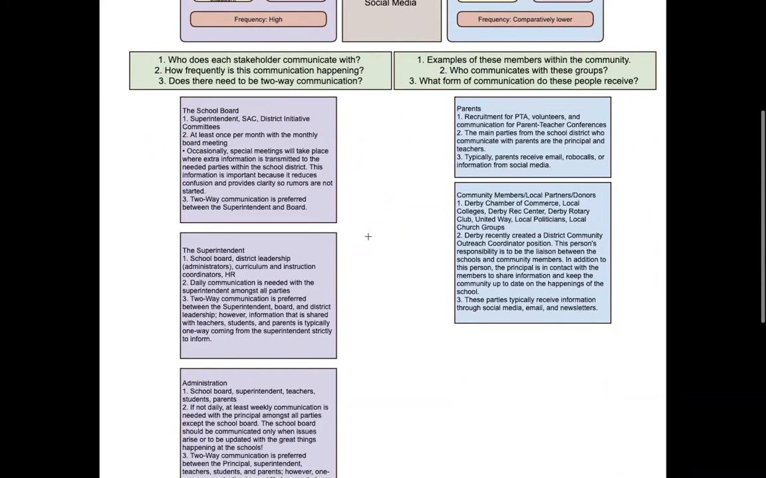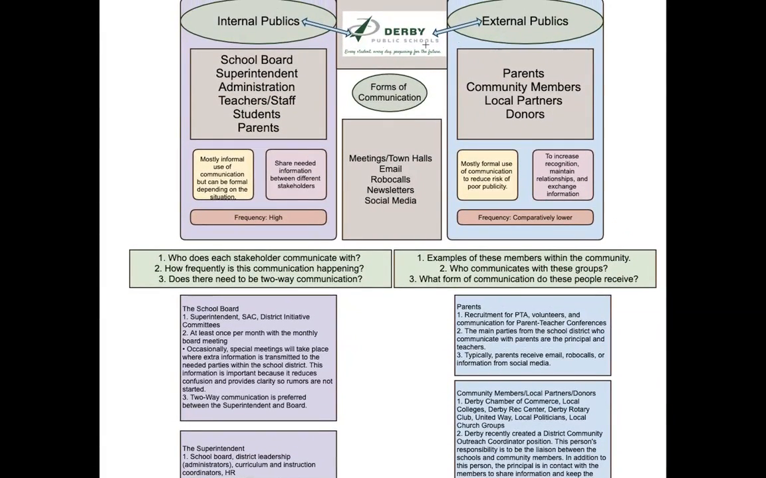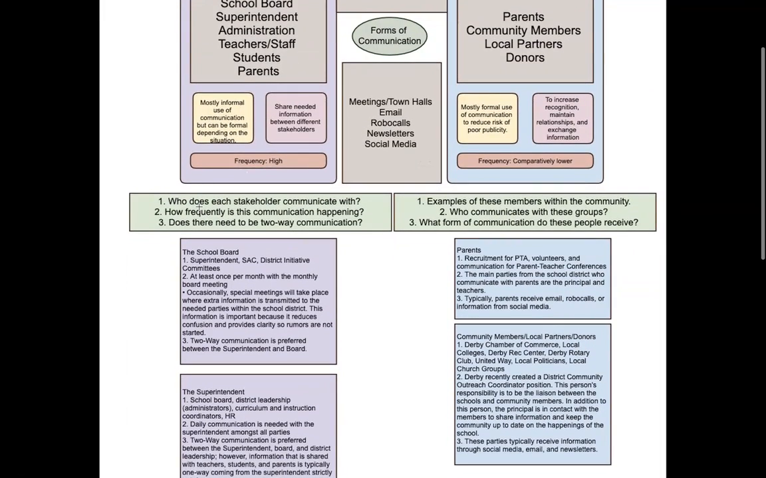Below, I answered the questions that were asked for the assignment. There were three questions that I broke down for each one. The internal questions are different than the externals because I feel the purpose of internal publics and external publics is different. The three questions that I used were: who does each stakeholder communicate with? How frequently is the communication happening? And does there need to be two-way communication?